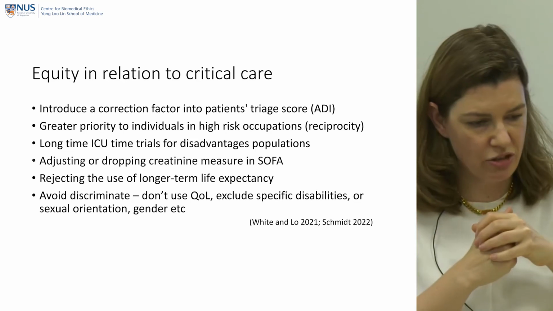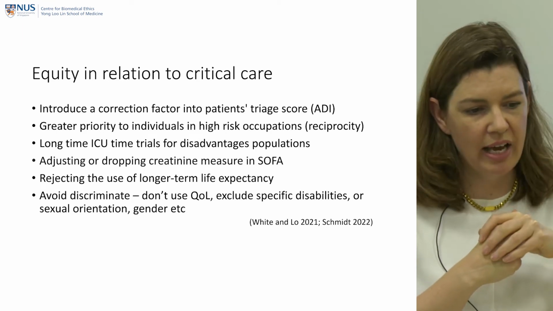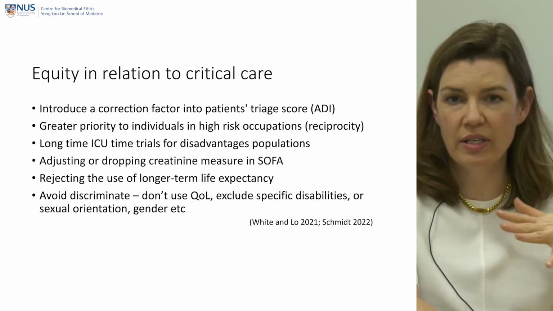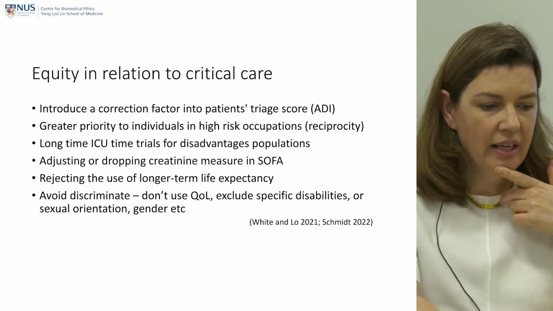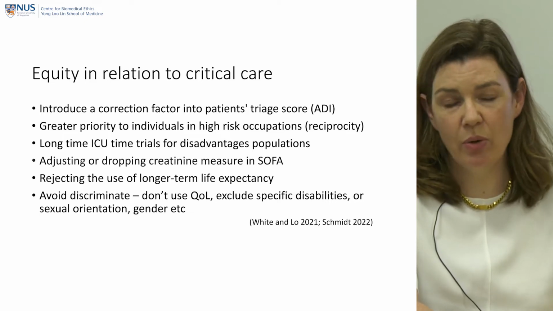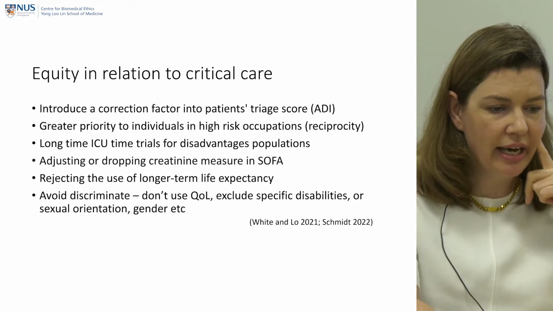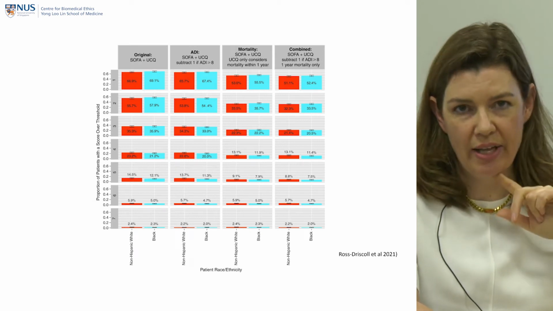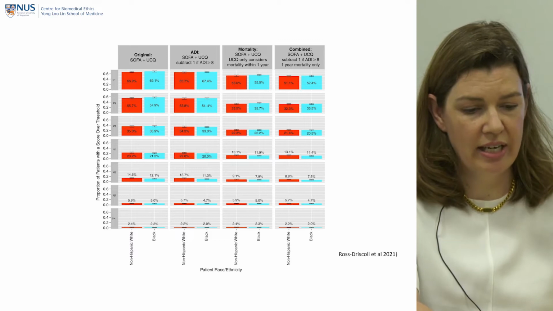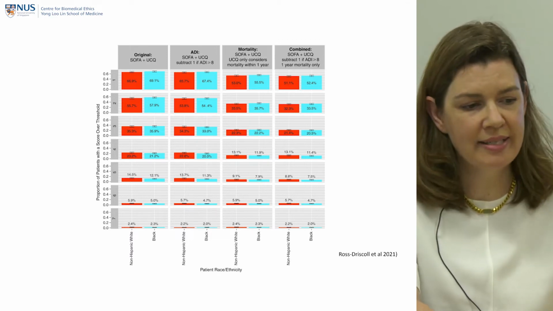And obviously, avoiding discrimination, so not using quality of life measures, not categorically excluding certain disabilities or sexual orientation, for example. So these are all on the table as possible ways of implementing an equity approach to ICU triage. It's tricky to know how they'll play out. There's some debate about this. This is a paper, or a letter to the editor actually, by Ross Driscoll and colleagues.